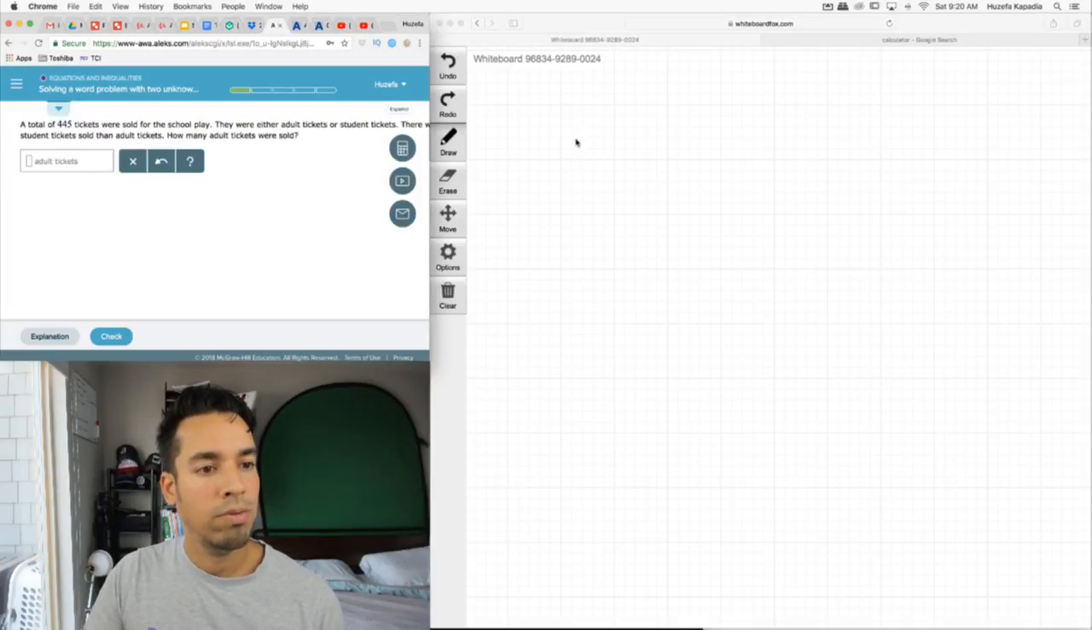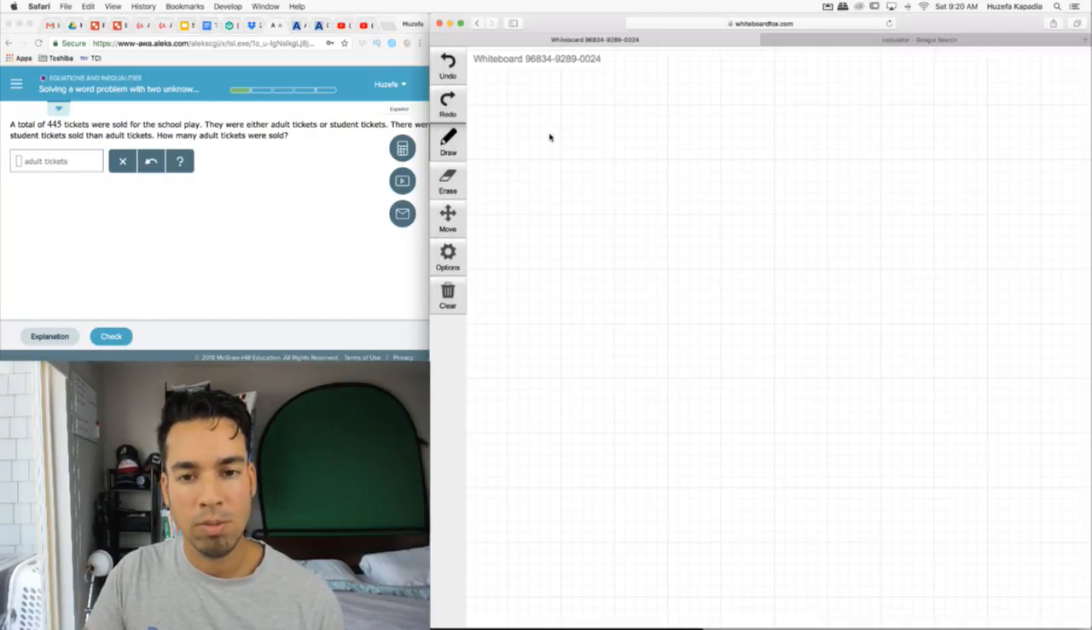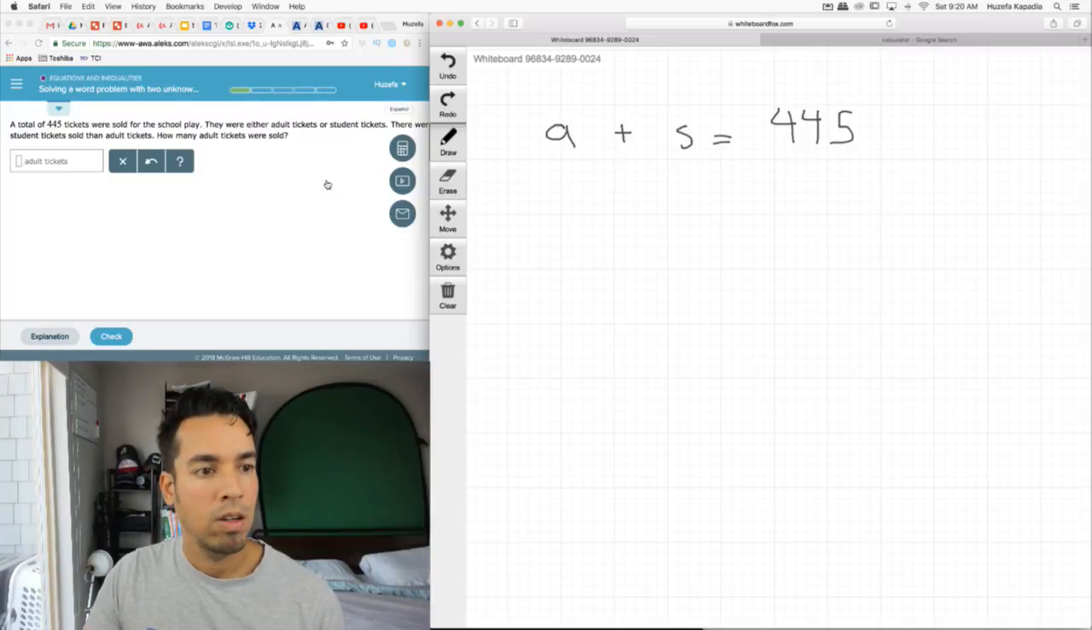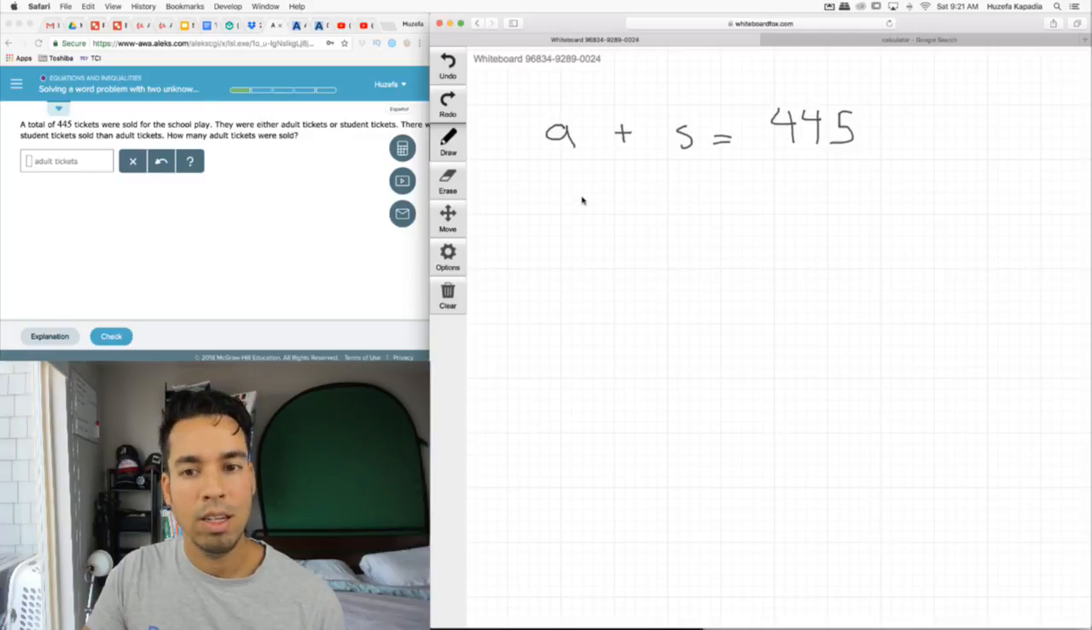A total of 455 tickets were sold for the school play. They were either adult or student. So I'm going to say adult number of tickets plus student number of tickets equals 445 total. There were 55 fewer student tickets than adult tickets.